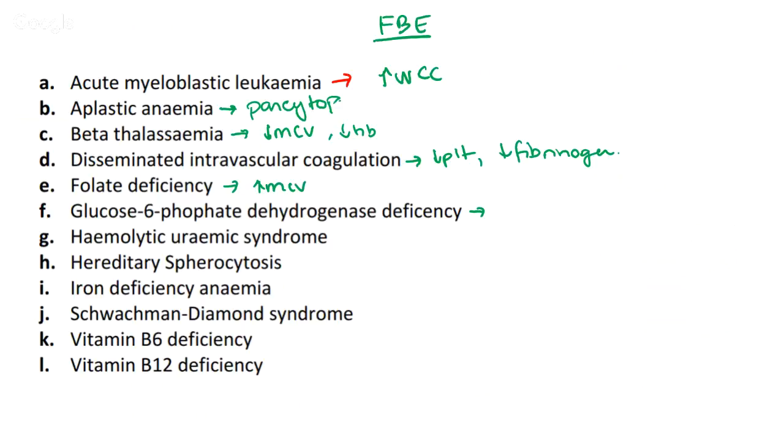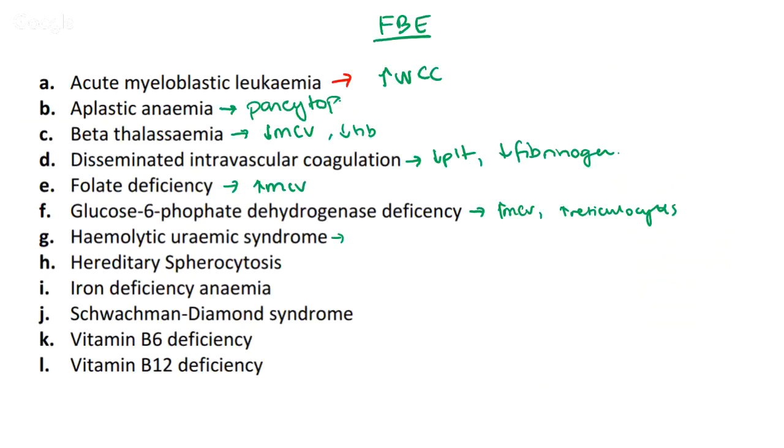Okay, G6PD. Normocytic anemia. Why? Because you have increased reticulocytes. Okay, we're going to come back to that.